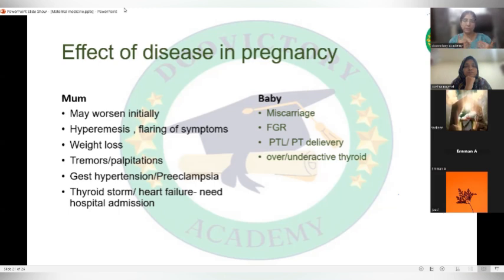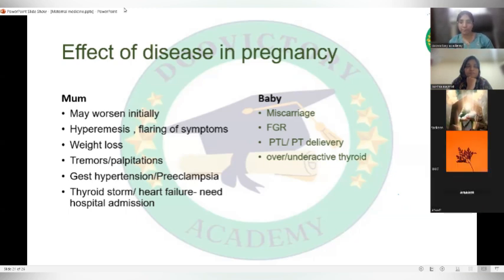So the symptoms that can happen are excessive nausea and vomiting. You can have weight loss despite no loss of appetite. You may feel your weight is not increasing, or even that you are losing. Then there can be tremors and palpitation. The blood pressure may increase during the pregnancy. Urine can have proteins. Sometimes the symptoms flare up so much that it leads to a storm-like condition, where the woman's heart may fail. This condition needs hospitalization immediately.